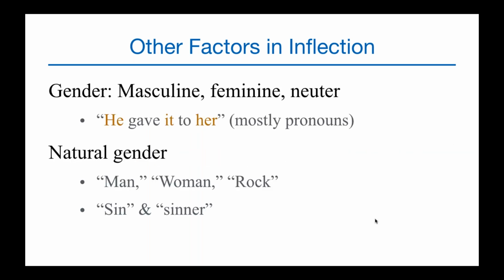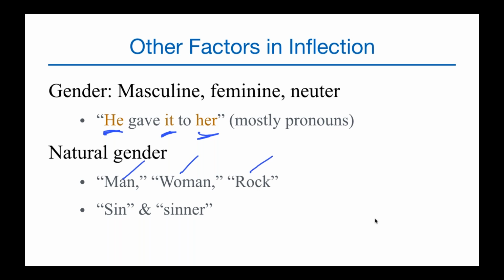We also have gender. So you have he, which is always going to be masculine, it, which is always going to be neuter, and her, which is always going to be feminine. Natural gender is going to follow whatever it actually is. So man is male, woman is female, rock is neuter. There's a few words that actually, in Greek, have gender, even though we would normally not associate gender with them. Normally we think of them as neuter.